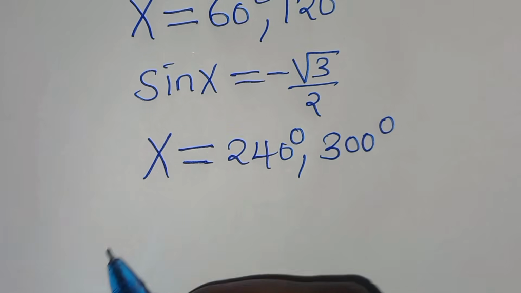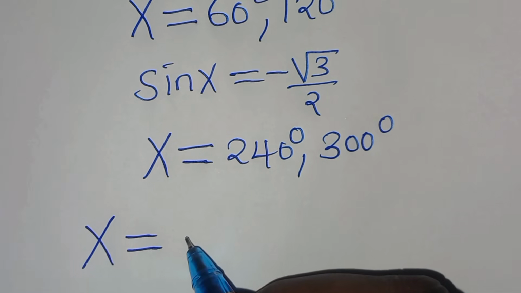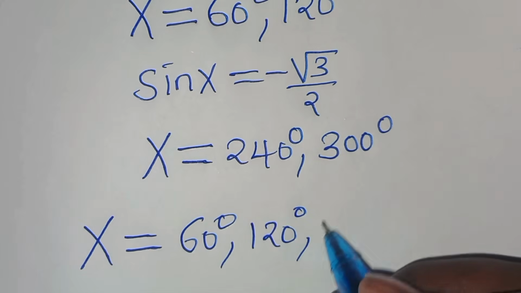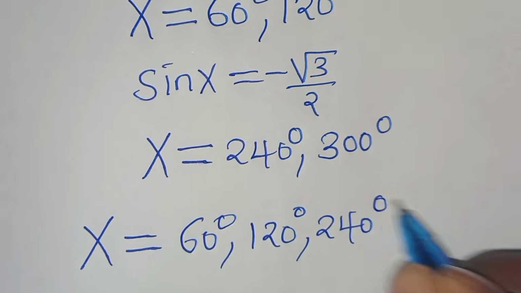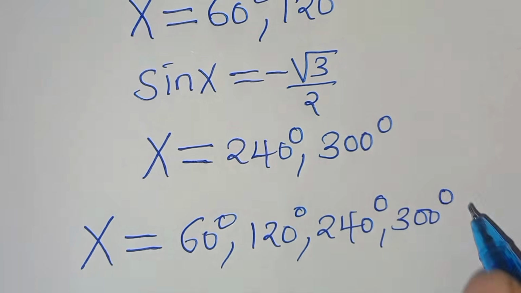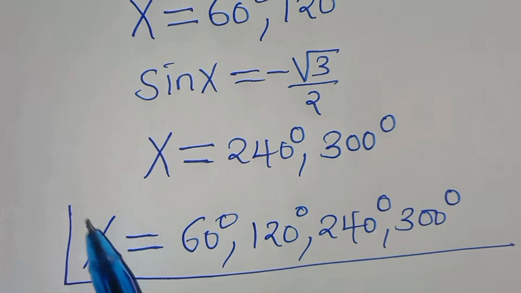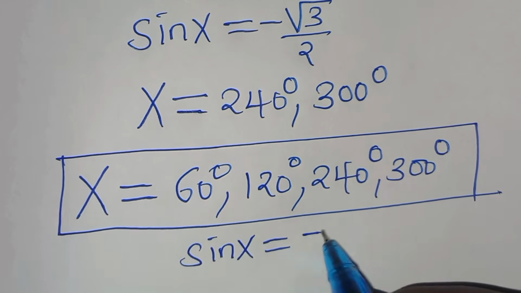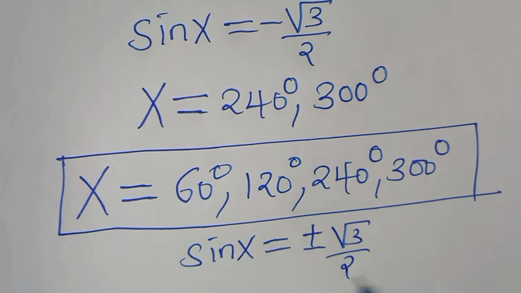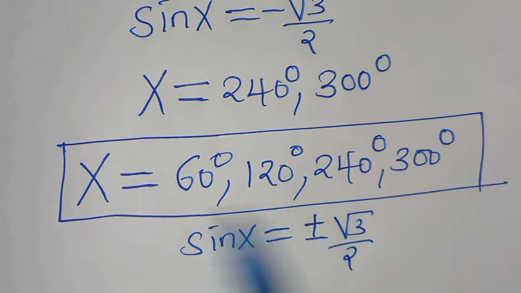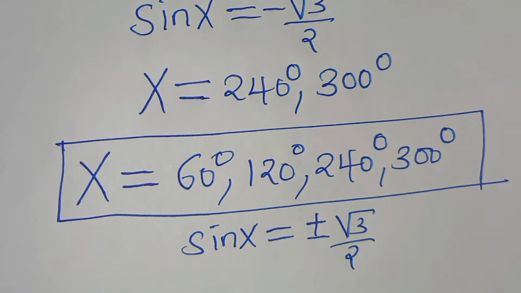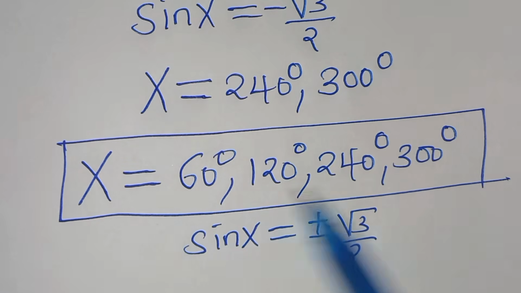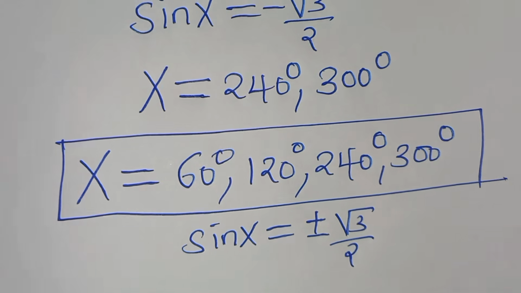So this means that the values of x here, we have 60 degrees, 120 degrees, 240 degrees, and then 300 degrees. This is for all values from sine x equal to plus or minus root 3 over 2. So these are the angles or the values of x. Remember, we had that x ranges from 0 to 360 degrees, and these are the angles in case 1. Let's proceed to case 2.